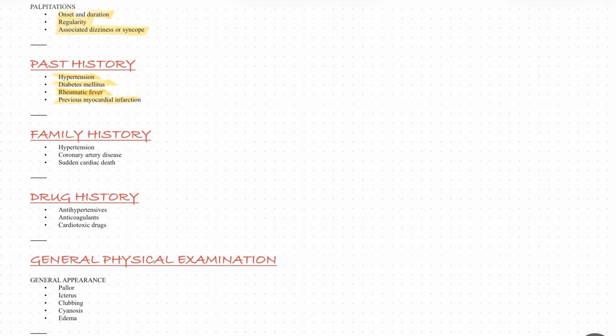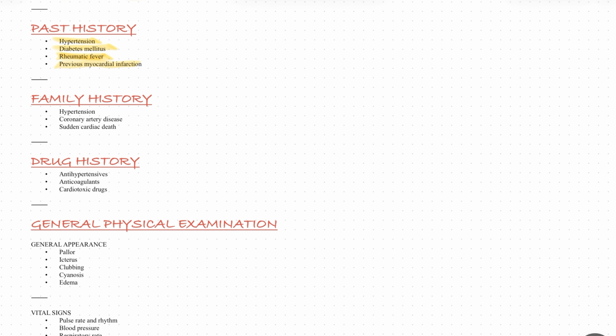Previous MI: MI is the most common cause for which people come to casualty. People feel that they are going to die, and that instinct will bring the patient to the casualty. So that is most common. You need to ask in the past history.